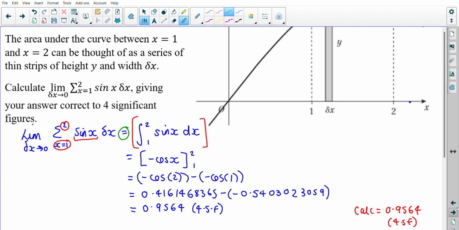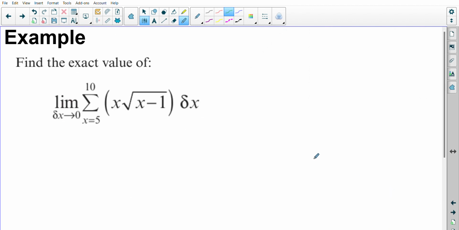If we go to number 2, I'm going to leave that one with you for a minute. Just pause the video, rewrite it in terms of a definite integral, and see how you would go about integrating x root x minus 1. Okay, so pause now.